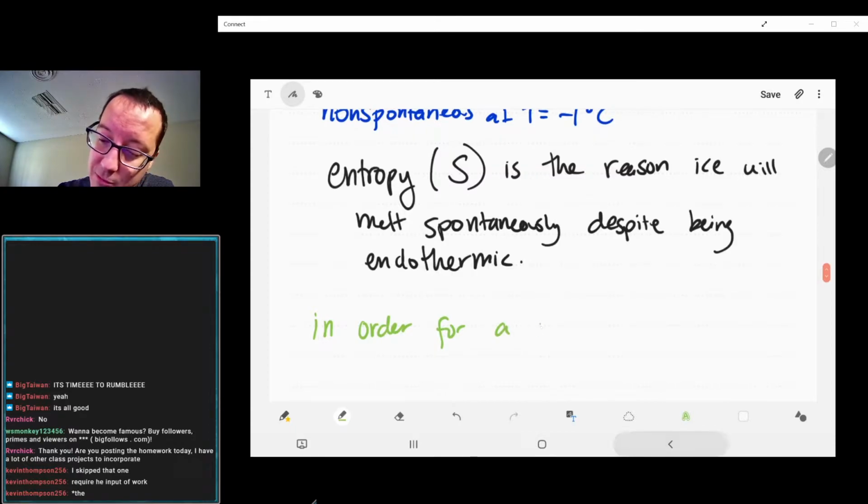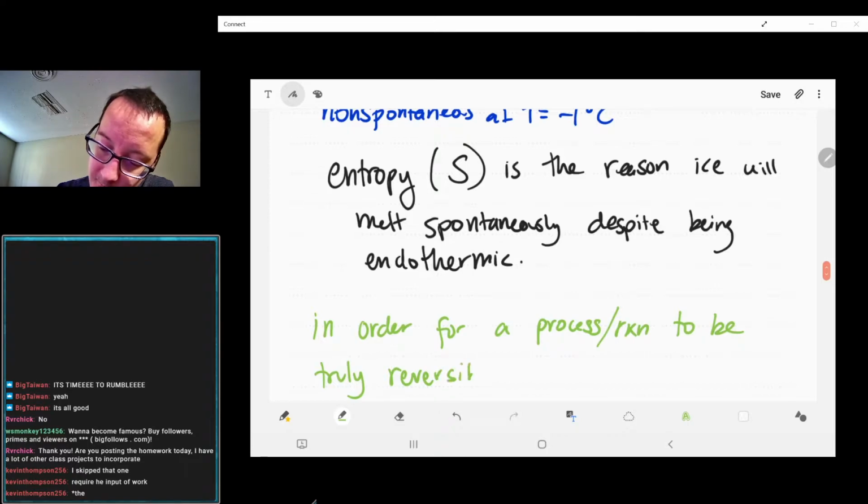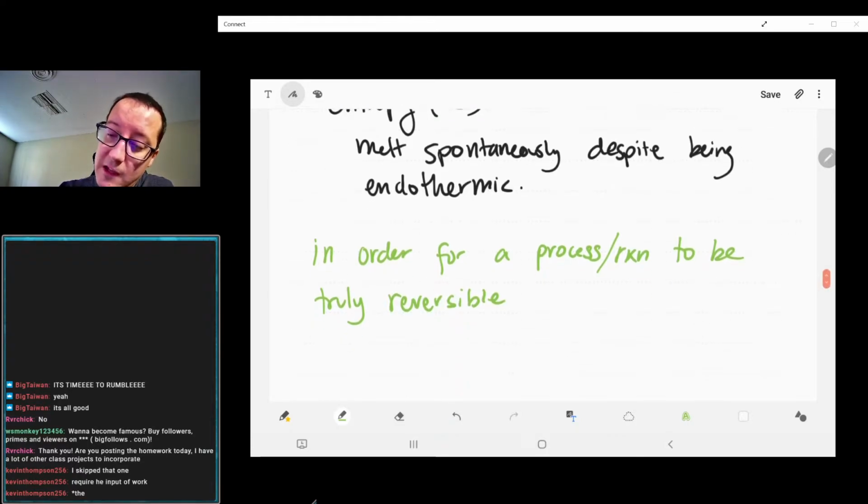in order for a process or reaction to be truly reversible, we can have no energy change, or delta E must be zero for it. So you can't have any energy change between the two.